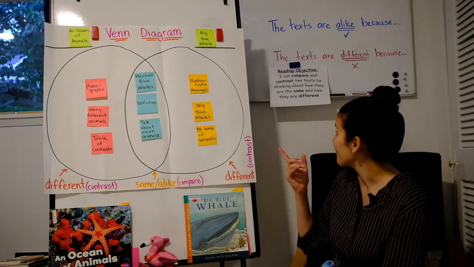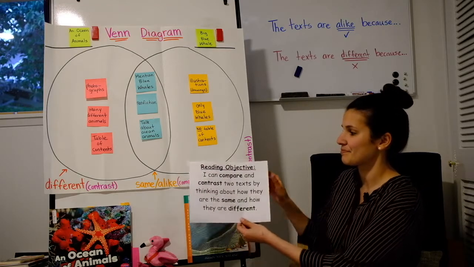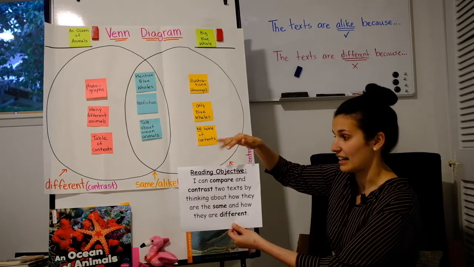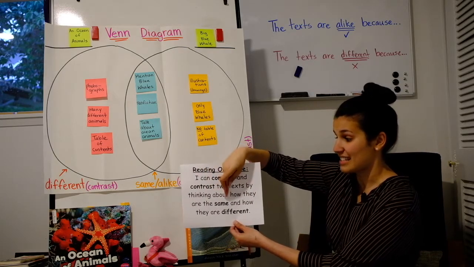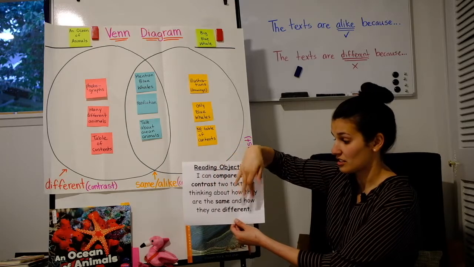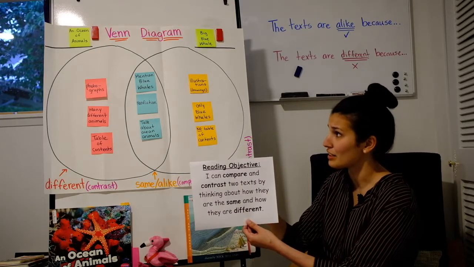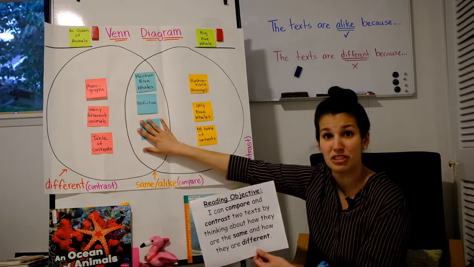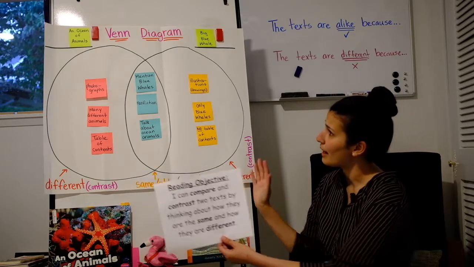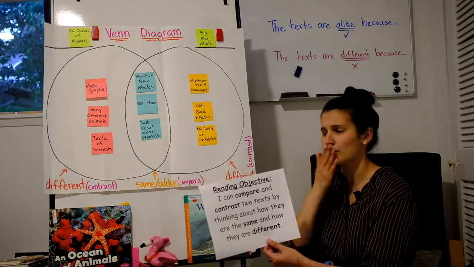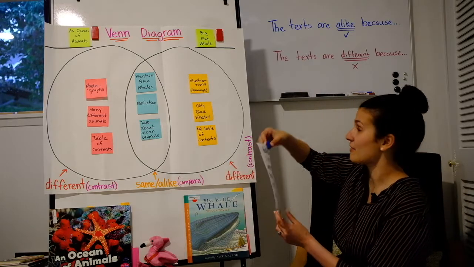Now, let's review our objective one more time and see how we did today. I can compare and contrast two texts by thinking about how they are the same and how they are different. How did we do with that today? I think you guys definitely compared them. You thought how they were the same, and you contrasted them. You thought about how they were different. Kiss your brains. Man, you first graders, you're getting smarter and smarter every day.